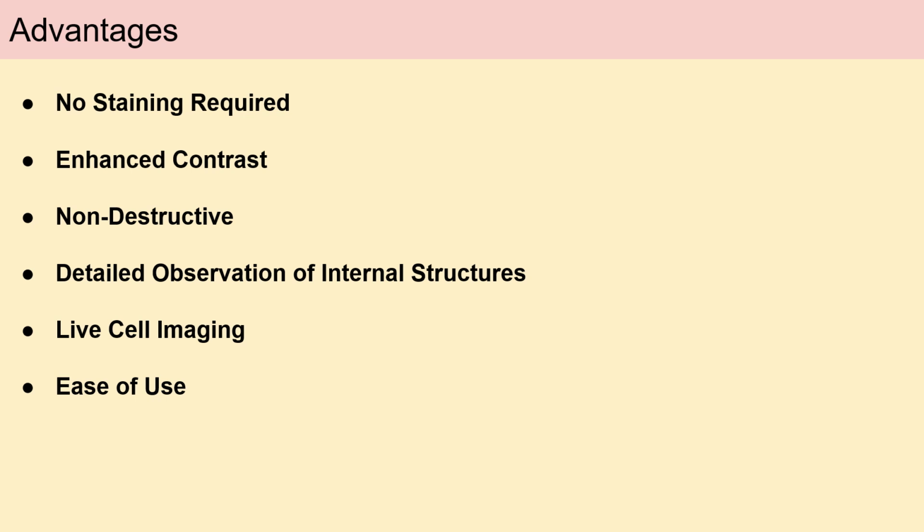Advantages of the phase contrast microscope. Phase contrast microscopy offers several significant advantages that make it a valuable tool in various scientific fields. One of the primary benefits is that it does not require staining the specimen, allowing for the observation of live cells and tissues in their natural, unaltered state. This preservation of viability and physiological functions is crucial for studying dynamic processes.